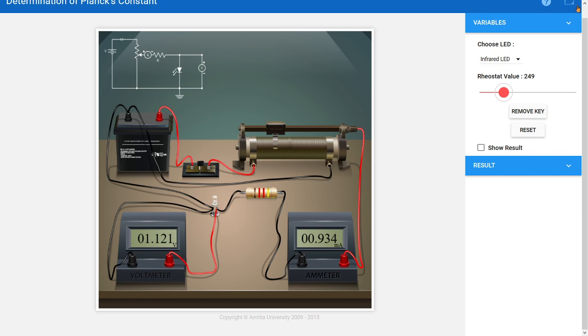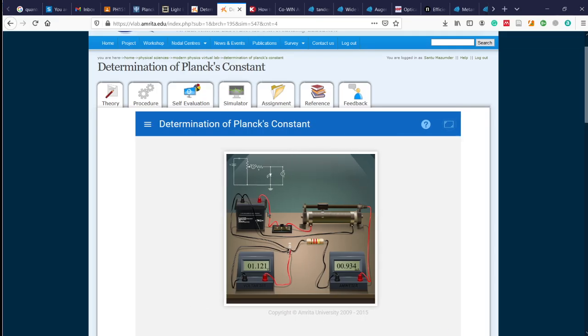So we have actually made a table. Let me show you the table. So what we have is that only. Let me go to the table.